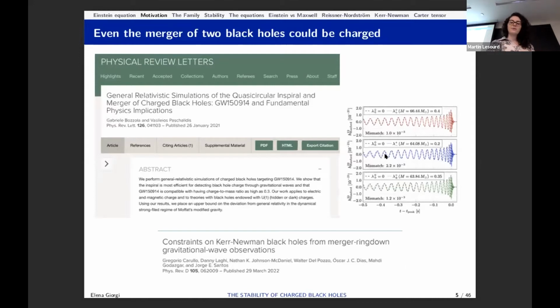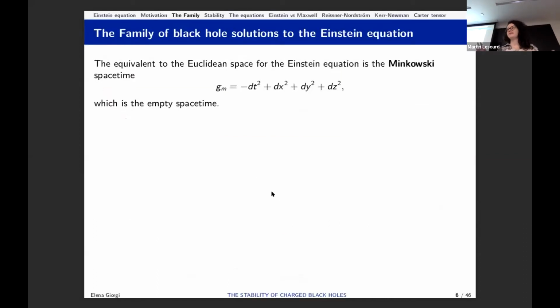And they compared the waveforms computed with a black hole that is charged, and they can see that the signal that was detected in 2015 is actually compatible with having a charge to mass ratio as high as 0.3. So even the merger of two black holes could be charged. I mean, it is still compatible with the observation. Okay, so hopefully I motivated you, I gave you some interest now in going and seeing what happens when you add charge to the picture.